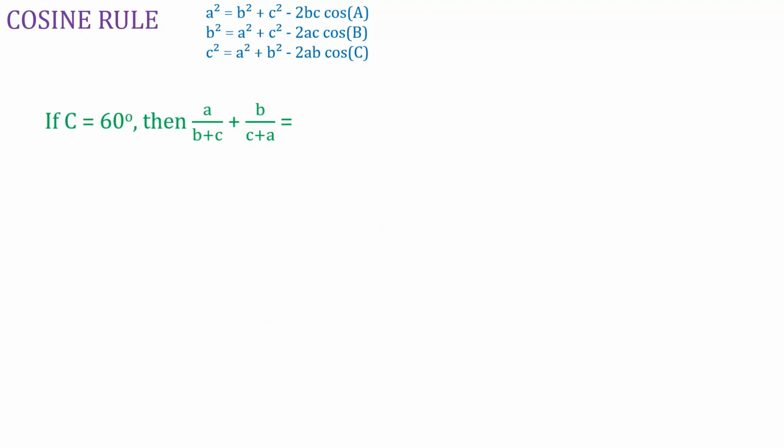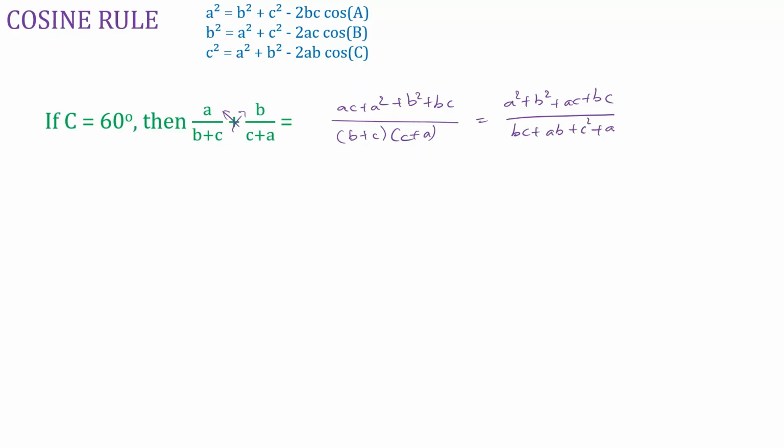Here we have angle C as 60 degrees and then we need to find this value. Just take LCM and multiply. We'll have B plus C into C plus A. Then A into C plus A is AC plus A square. Then B into B plus C is B square plus BC, which is equal to A square plus B square plus AC plus BC, upon, in the denominator, BC plus AB plus C square plus AC.